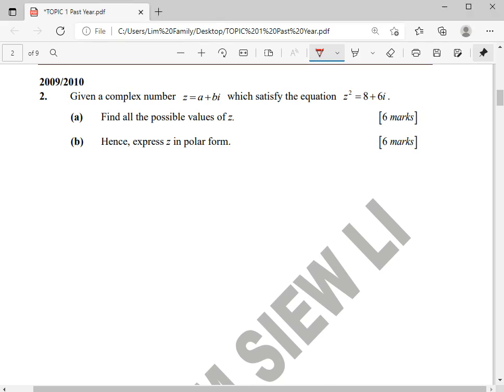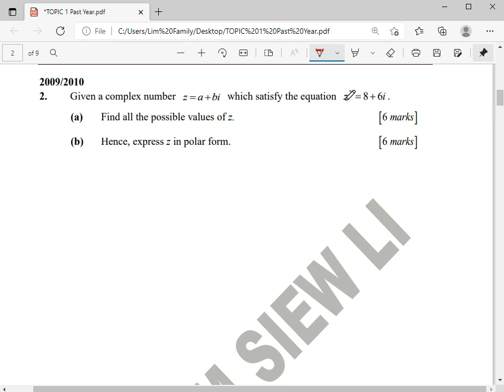Okay, so we start with question 2, 2009, 2010. Given a complex number, now they're giving you a complex number in another pattern. They give you a plus bi. In question 1, they give you x plus y. So follow the question, never mind, we follow the question. They want the complex number as a plus bi, then we follow a plus bi.